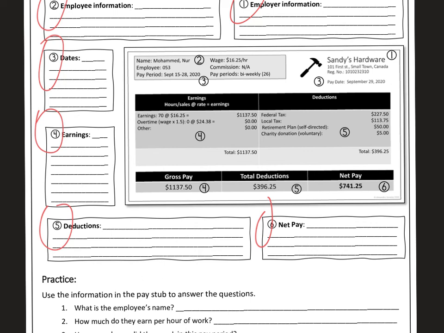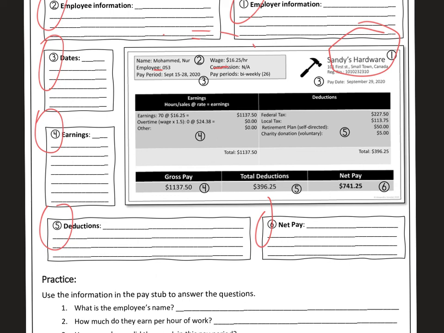So employer information, number 1. What is the employer information? What does it tell you? It tells you where the person works, right? Employee information. What does the employee information tell you? It tells you all sorts of things, right? It tells you his name, his employee number, how much he makes. So that's all up there.